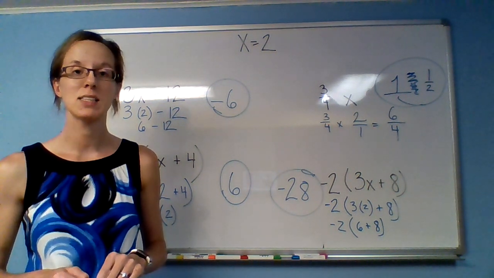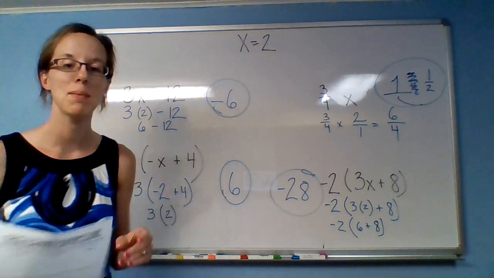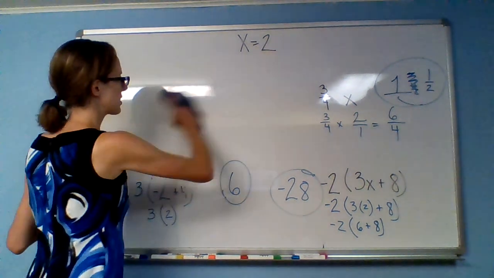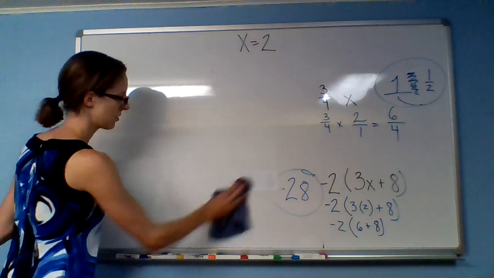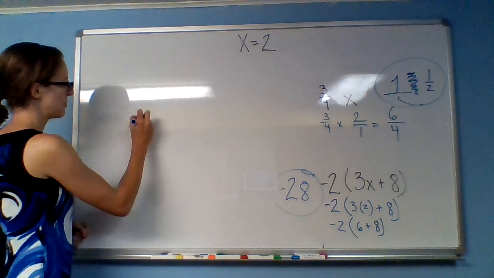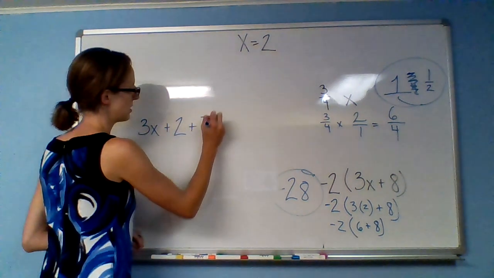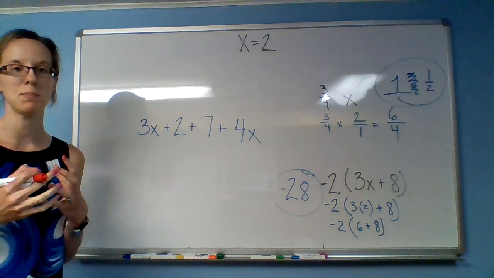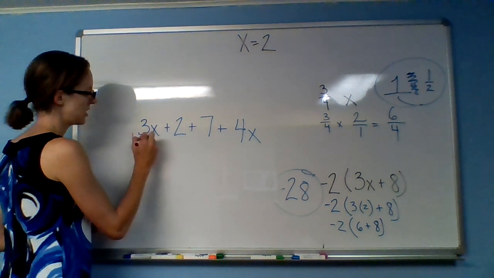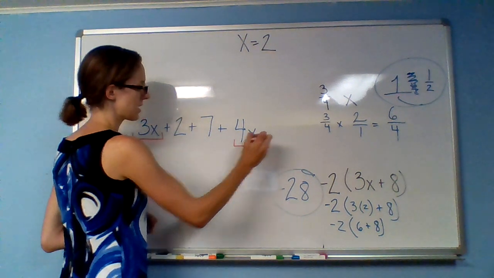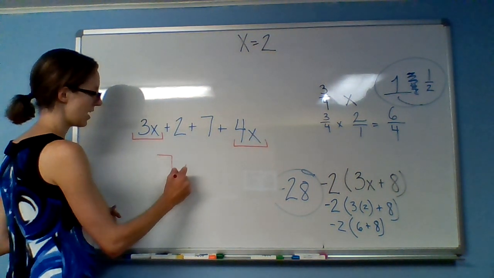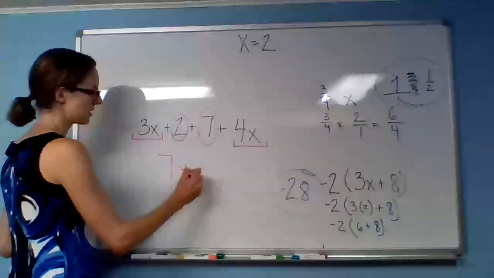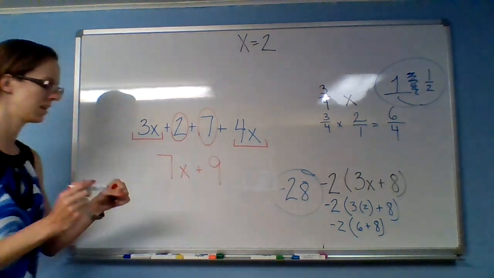Your digital activity for today is around combining like terms. Now, when we're looking within a problem for like terms, we're looking for things that we can put together. So for example, if I have 3x plus 2 plus 7 plus 4x, the things that I can combine together are the things that are just numbers or the things that are connected to x's. So 3x is connected to an x, 4x is connected to an x. So all together, I have 7 x's in this problem. 2 is a number standing on its own. 7 is a number standing on its own. So altogether, I have 9 in this problem.